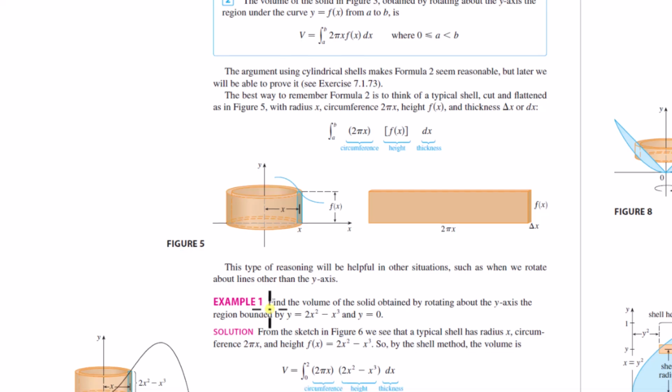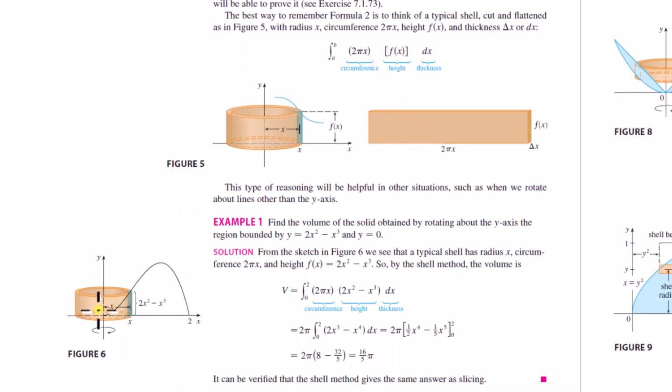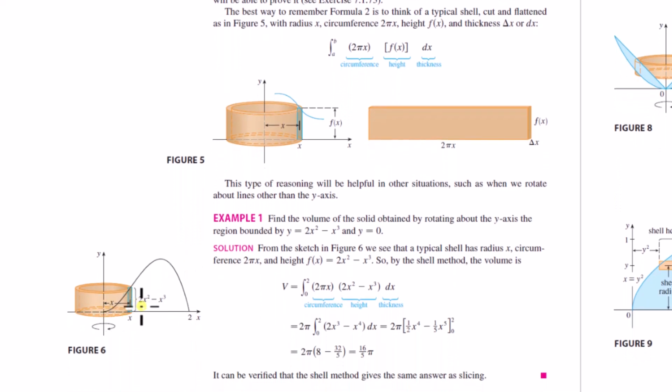All right, so now they come back to the original example, this 2x squared minus x cubed, which would be difficult to solve using the washer method, because it'd be hard to solve for x as a function of y. And so what they do is, so how do you set this up? Well, the delta x in this case is the thickness of the shell, right?